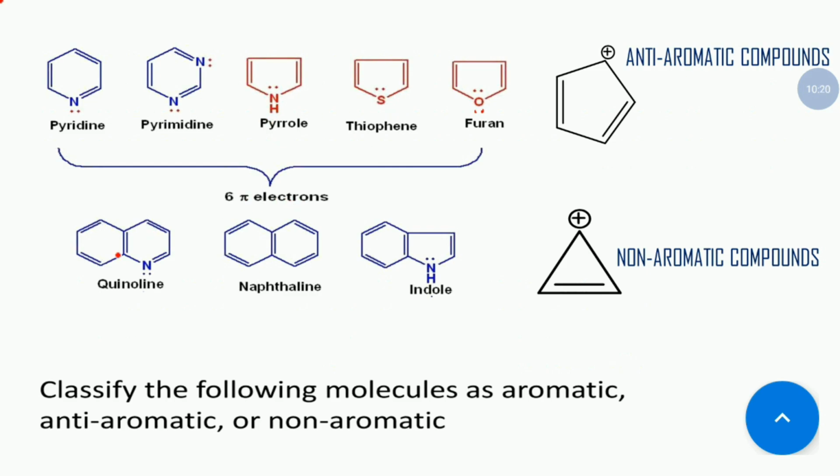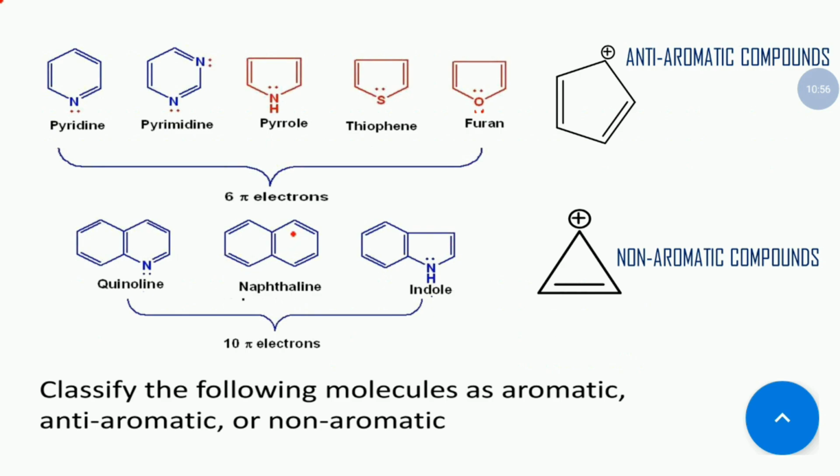Okay, coming to the double ring structures. You have to count how many total pi electrons both the rings have. All three have a total of 10 pi electrons. You can just count: here 2 pi bonds, here 3 pi bonds, and this lone pair is not part of the conjugation, so here it is 3 and 2, that is a total of 5 pi bonds, that means 5 into 2, that is 10 pi electrons.